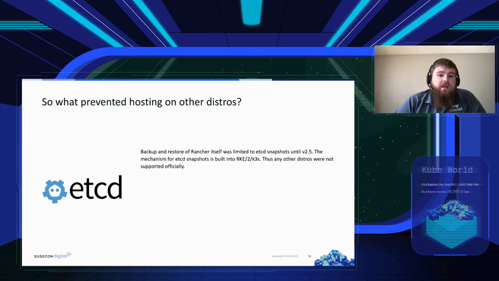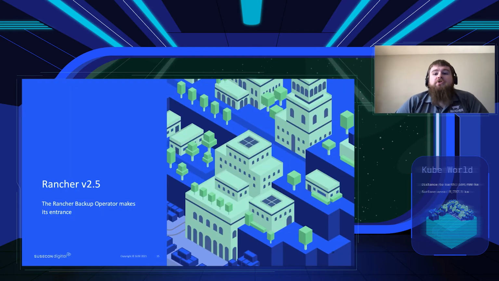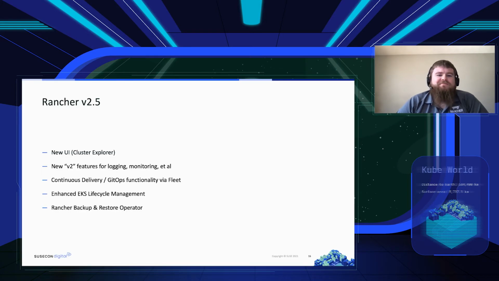For example, kubeadm is able to build etcd clusters that can directly be managed. However, we can't guarantee, as Rancher Labs building Rancher, that all other clusters will have etcd manageability enabled. In version 2.5, as we'll get into, we've eliminated this requirement, and now Rancher is able to be run on hosted Kubernetes clusters. Rancher version 2.5: the Rancher backup operator makes its entrance.